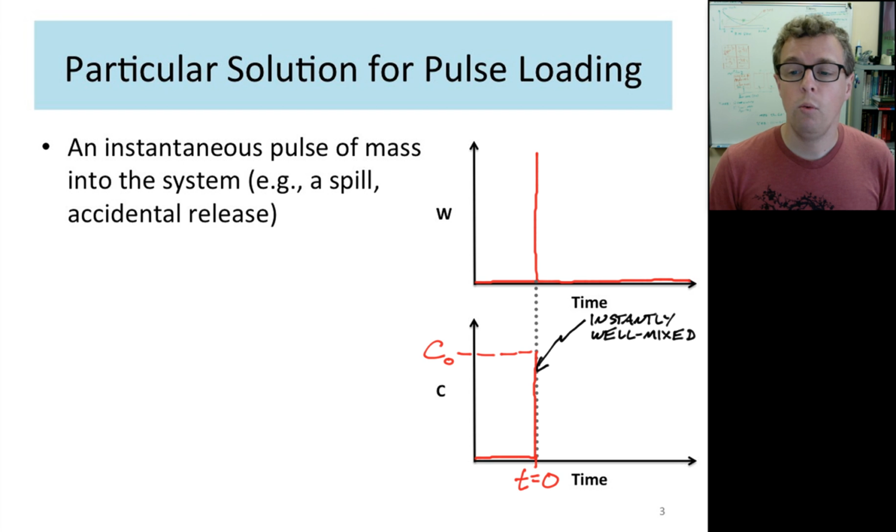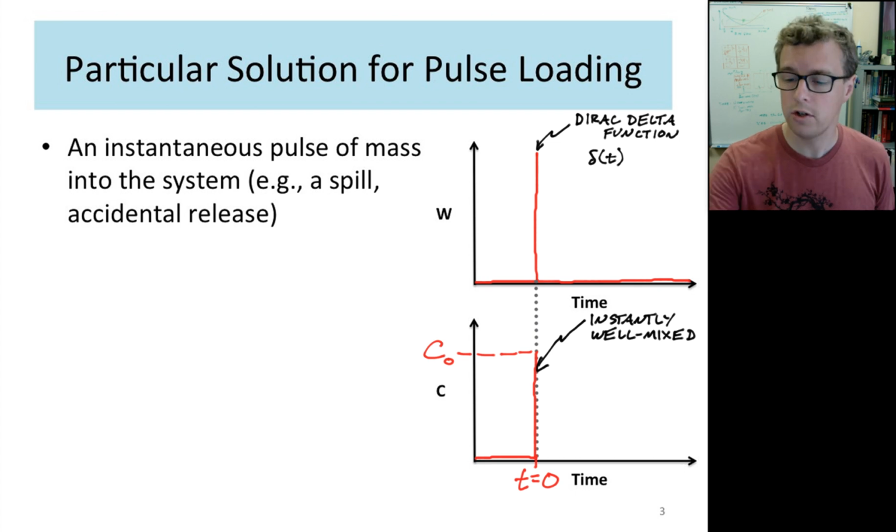Okay, so what happens? Well, in our CSTR, which is perfectly and instantly well mixed, as soon as you add mass, the entire system instantly comes up to a given concentration. And we'll call that concentration C0. And as soon as that mass is released, we get to that concentration, the load is gone. And so the recovery then is going to look more like an exponential solution. Mathematically, this is called a Dirac delta function.